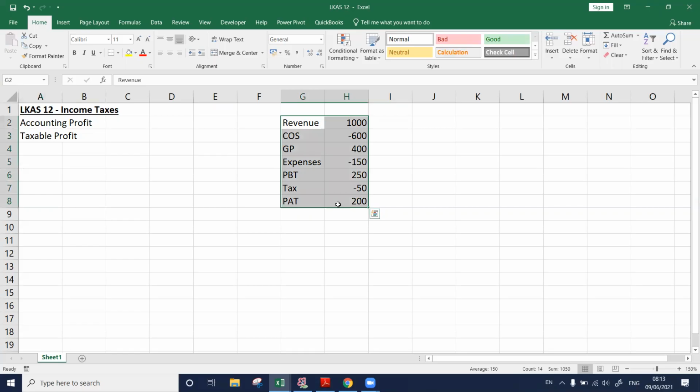What is the accounting profit of this company? What should be your answer? Now you have several options. What is the accounting profit of this particular company? Is it 1,000? Is it 400? Is it 250? Or is it 200? What can you say? What is the accounting profit?